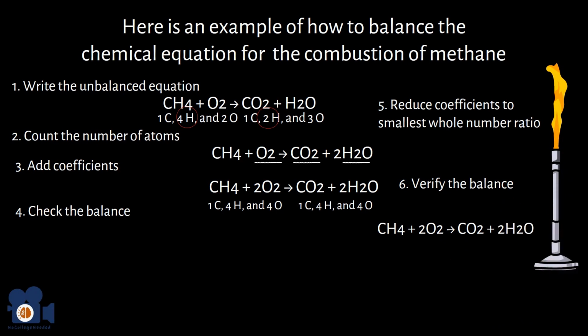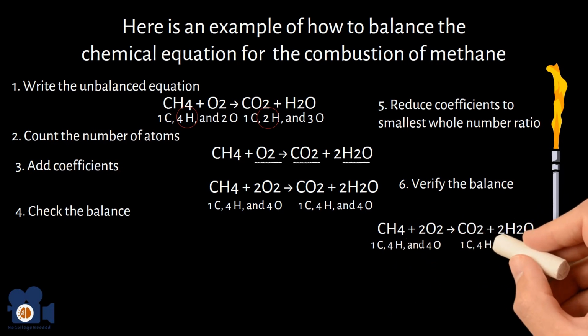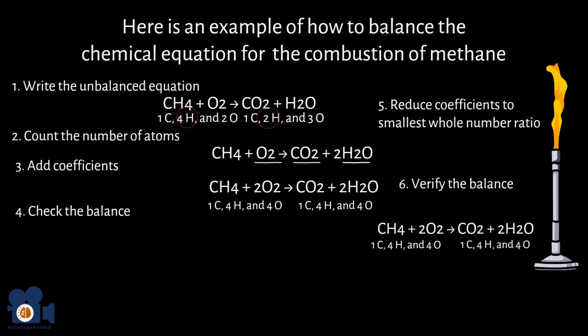On the left side, 1 carbon atom, 4 hydrogen atoms, and 4 oxygen atoms. On the right side, 1 carbon atom, 4 hydrogen atoms, and 4 oxygen atoms. The equation is now balanced and shows that 1 molecule of methane reacts with 2 molecules of oxygen to produce 1 molecule of carbon dioxide and 2 molecules of water. It may take some trial and error to balance the equation, but with practice, you'll become more proficient at it. Balancing chemical equations is an essential skill in chemistry because it allows chemists to predict the outcome of chemical reactions and calculate stoichiometry, the quantitative relationship between the reactants and products of a chemical reaction.